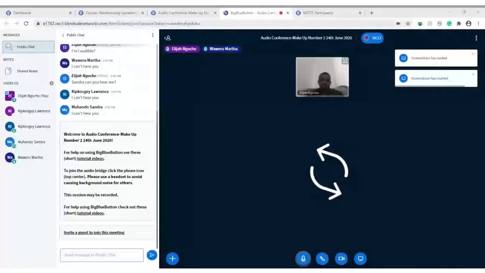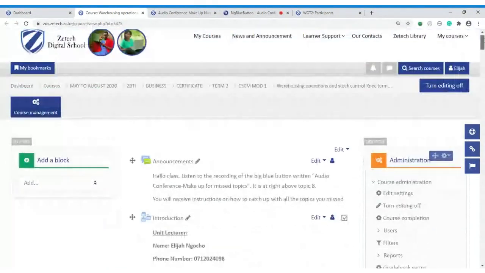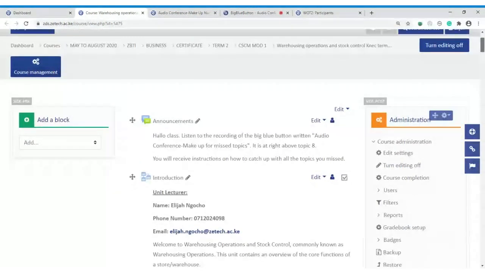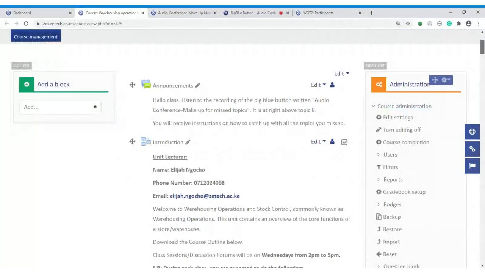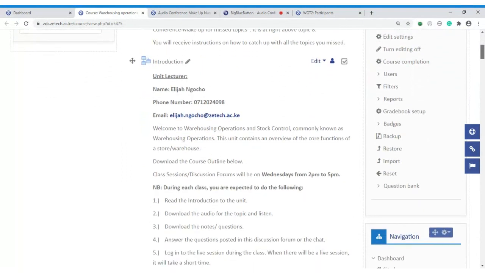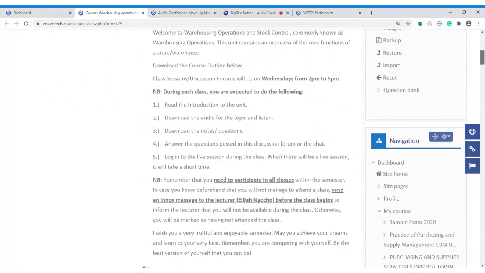Let me keep sharing my screen so that you see what I am doing. It's only fair for you to see what I am doing on this side. What is appearing on your screen is the top of the unit. So we have announcements, where I have said listen to the recording of the big blue button audio conference. You don't have to do that. I think by now I have already updated you. Then you have my details and even my email, time of the class, and other information.